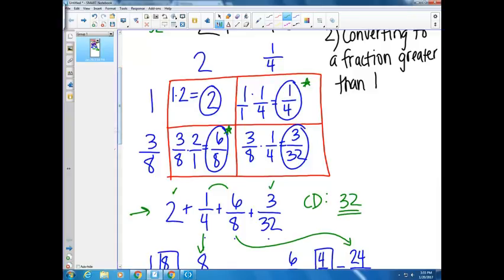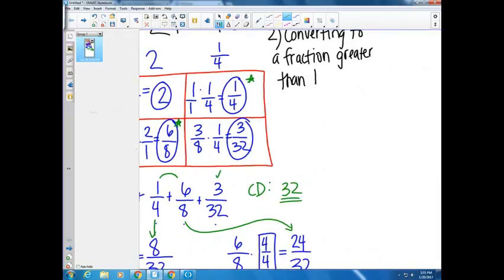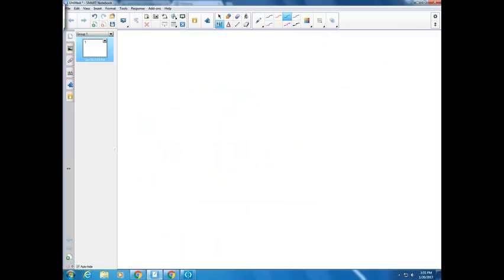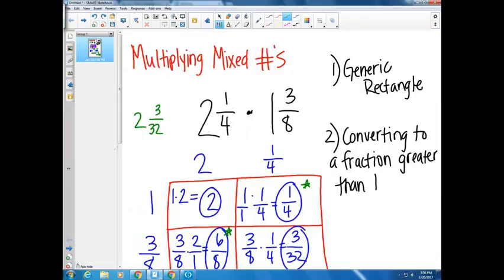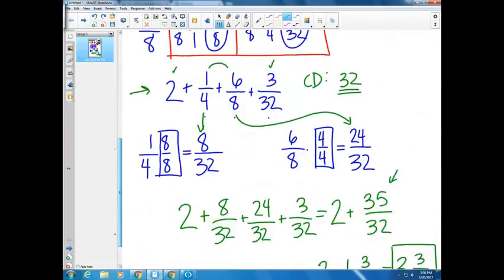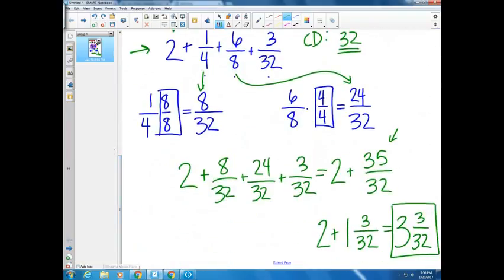Okay, so our final product does in fact become, if I can get there, oh no. Our final product really does become the 3 and 3 out of 32.